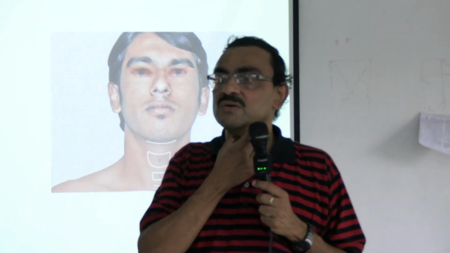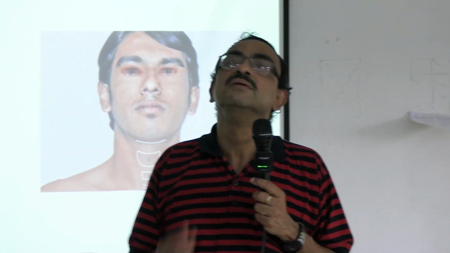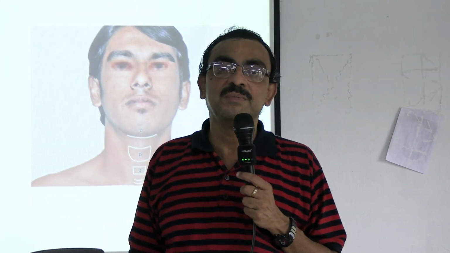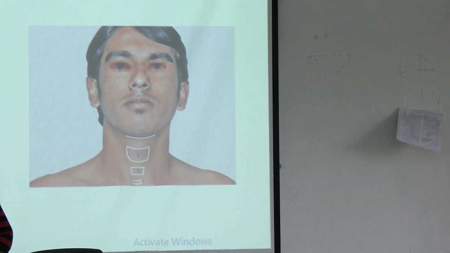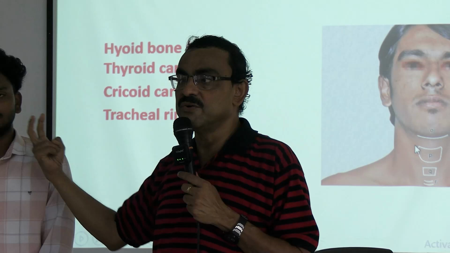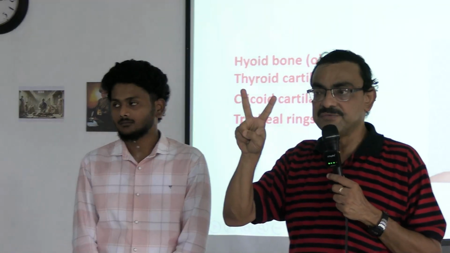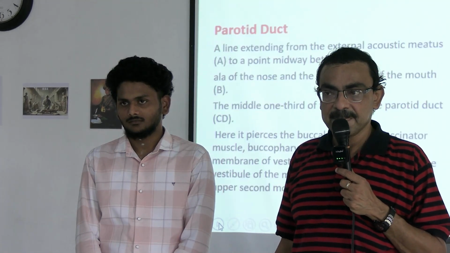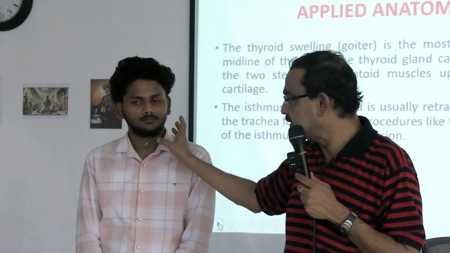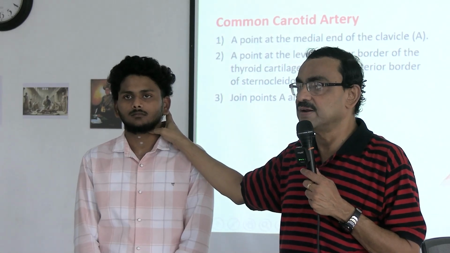And we know the upper border of the thyroid cartilage is very important, because here there is a bifurcation of the common carotid into external carotid and internal carotid. So at the level of the upper border of the thyroid cartilage there is bifurcation.